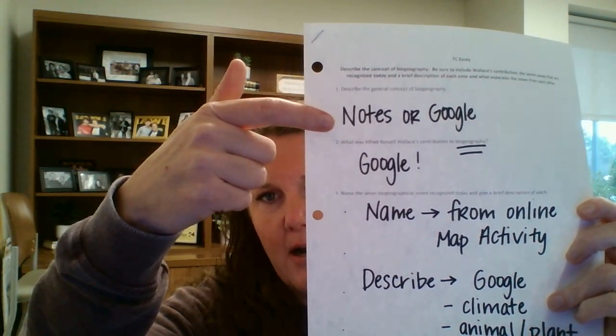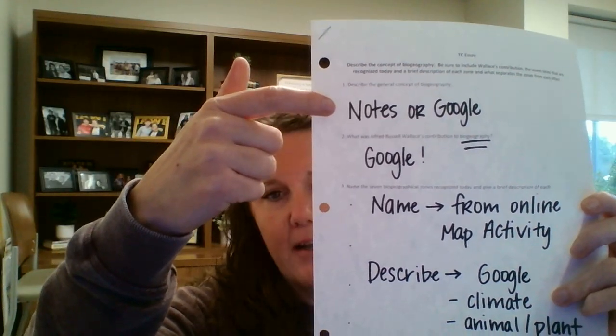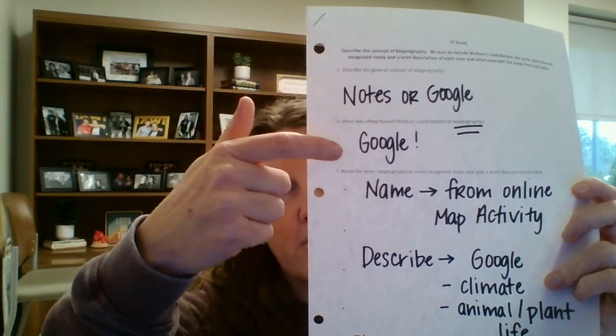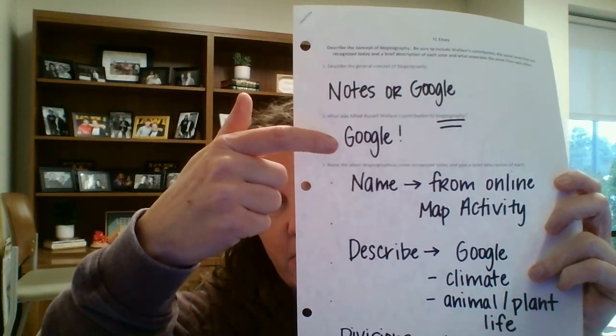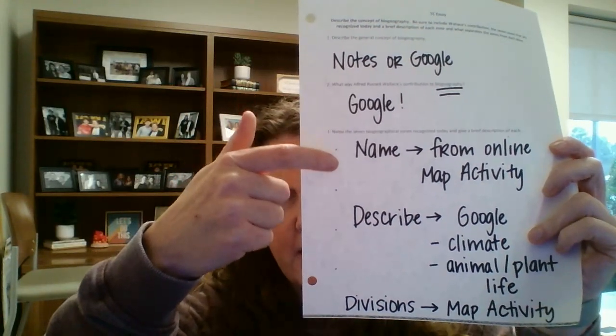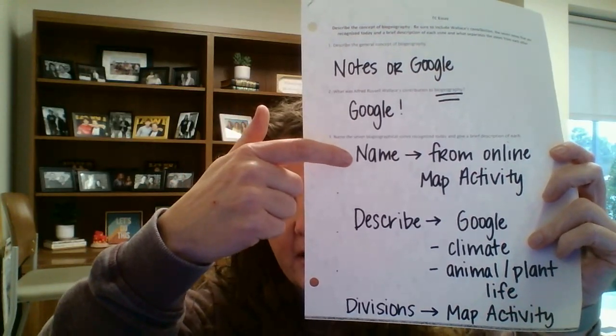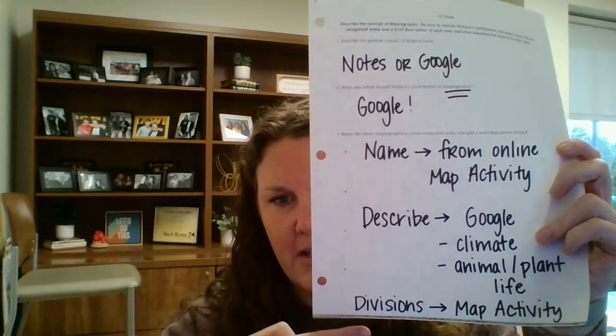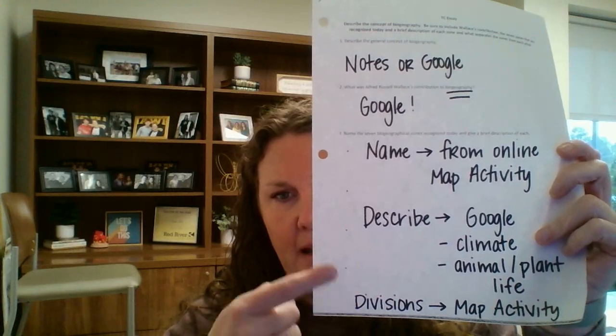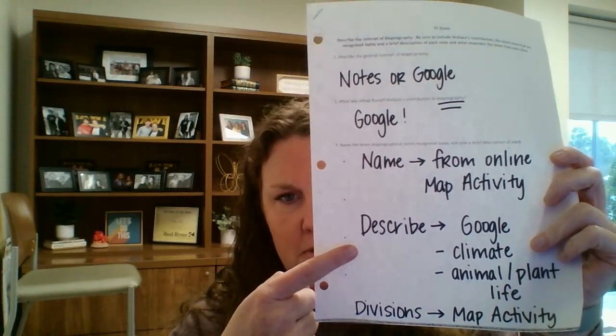Define or describe biogeography. You can get that from your notes or Google. You're going to look at Wallace's contribution. You can Google that. You're going to name the 7 biogeographical zones. You're going to get that from the map. And you're also going to get their divisions from the map. And then you're going to describe those 7 zones with the help of Google, and just kind of describe their climate and their animal and plant life.